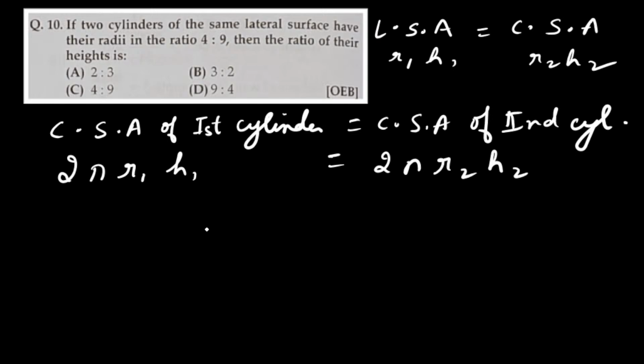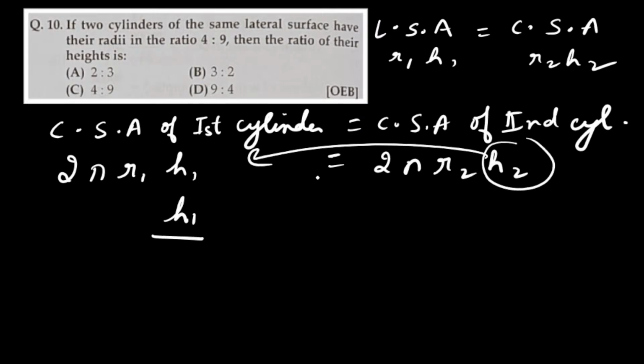So let's keep H1 and H2 on one side. H1 is already on this side. I'll shift H2 from this side to this side because we have to find the ratio. So H1 is already there, H2 from that side I am shifting here, and I get H1 by H2 on this side.